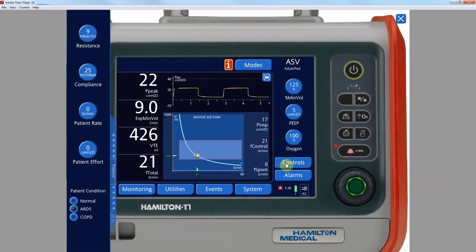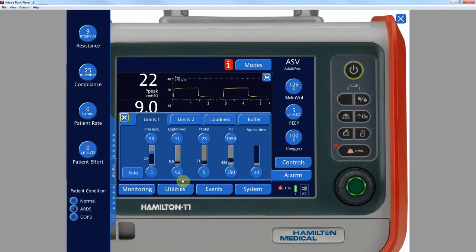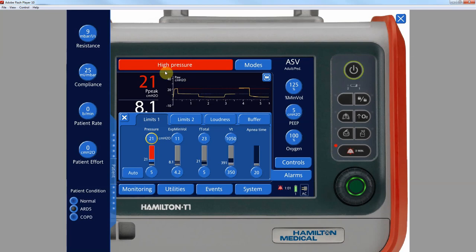So what we've done, we went in and we changed the high or the peak airway pressure alarm or the limit to 50. Why would you do this? Well, if you're getting a high airway pressure alarm, if you have this set too low, you can see it's lighting up in red because it's reaching that limit. It gives you that high pressure alarm and it's flashing up here.